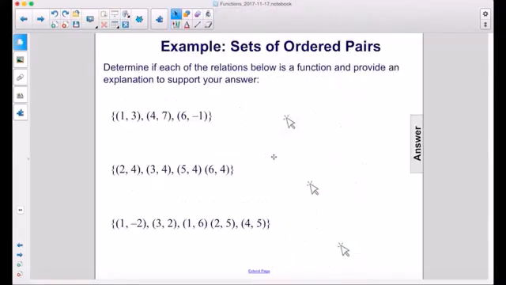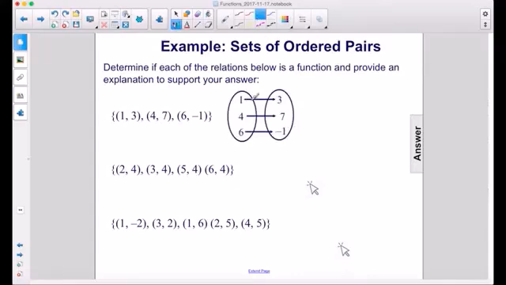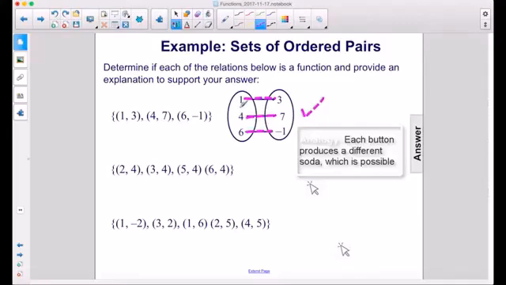All right, so let's get started with some examples. Determine if each of the relations below is a function and provide an explanation to support your answer. All right, so the first thing we're going to do is draw a map of this relation. All right, so based on this map, is this a function? We can map 1 to 3, 4 to 7, and 6 to -1. So this is a function because each input maps to exactly one output.